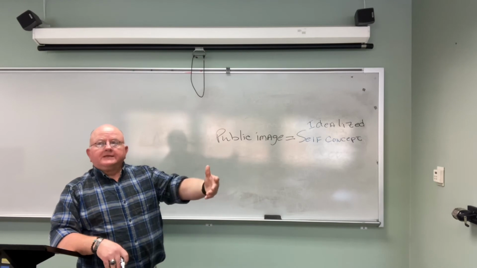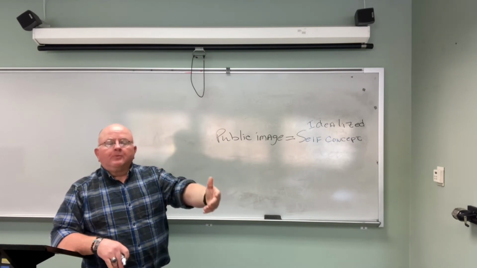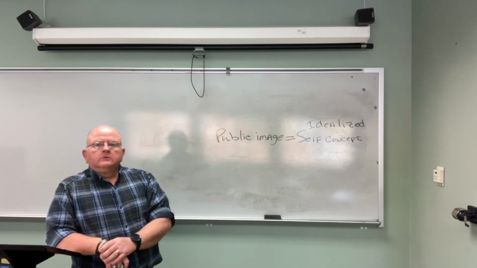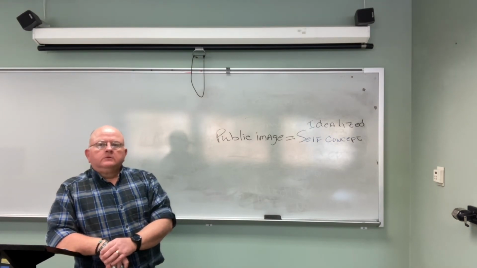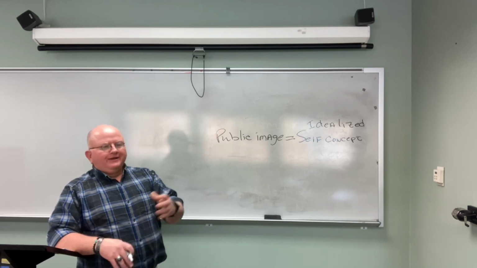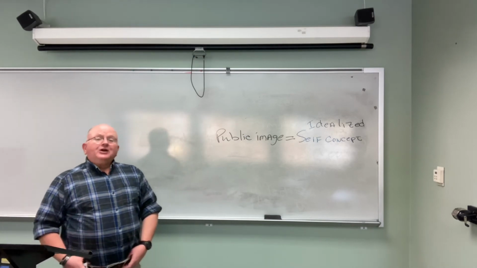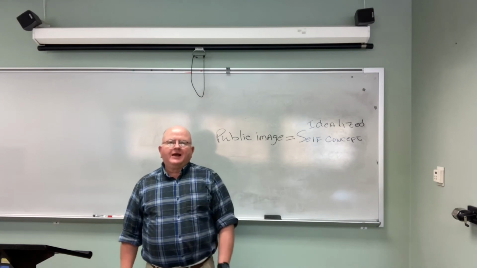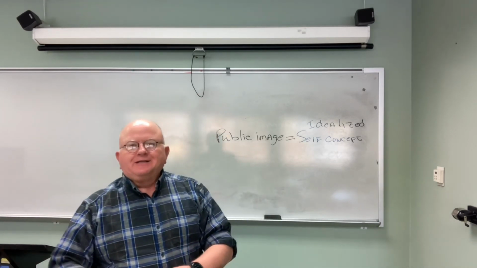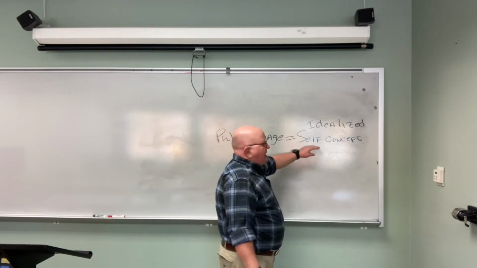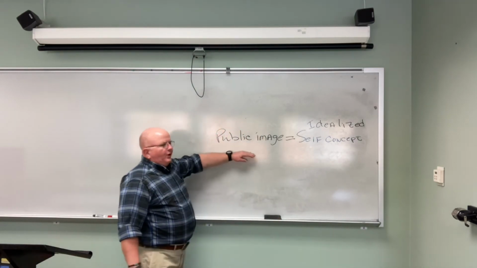We try to present an image that is what we want people to think of us, not what we actually are. I'm trying to think of a good example, a perfect example. I know my self-concept. When I started that sentence, I wanted to come up with a personal example of me and my self-concept that I don't want in my public image.